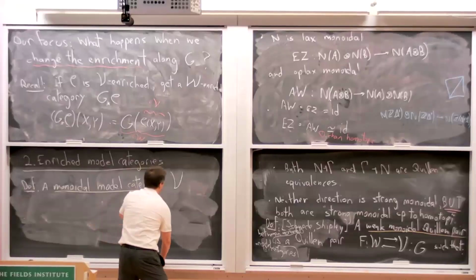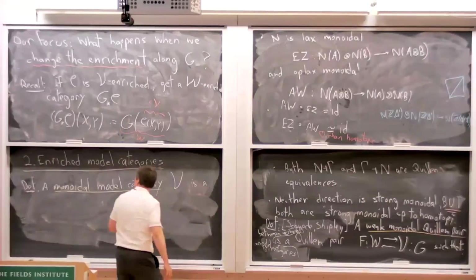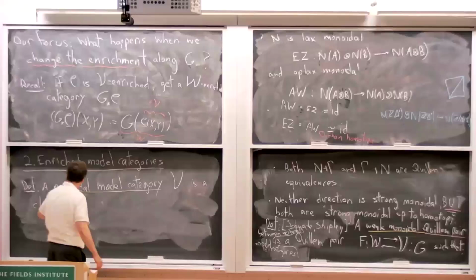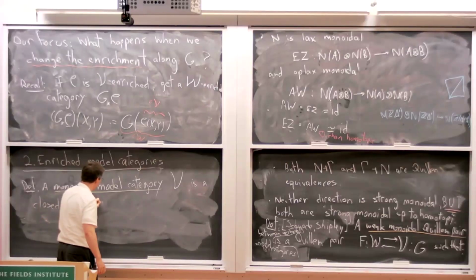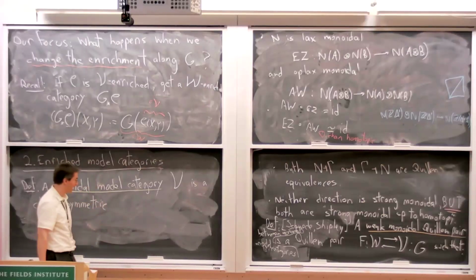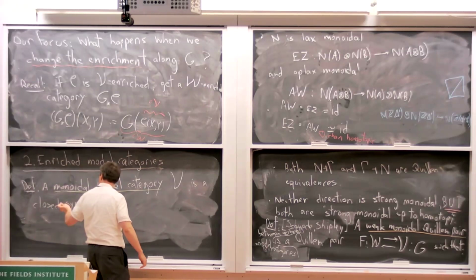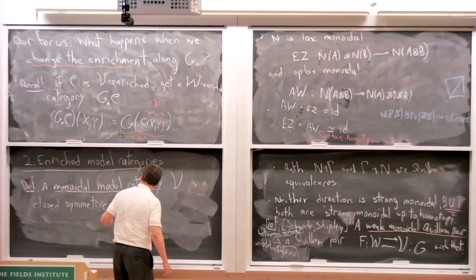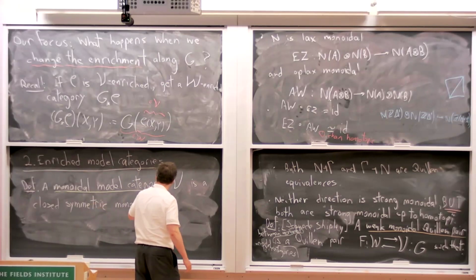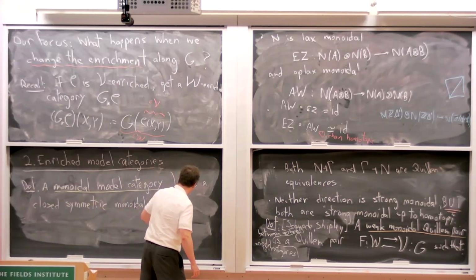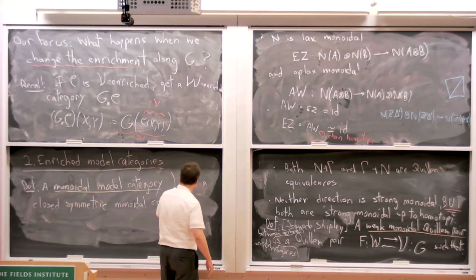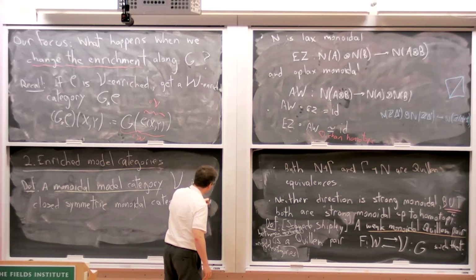All right, what do we need? I'll assume that it's closed, so it's got internal Homs, that it's symmetric monoidal, so that I don't have to stress about swapping some tensor factors occasionally. All right, that's just the monoidal part. What about the model part? It's equipped with a model structure.